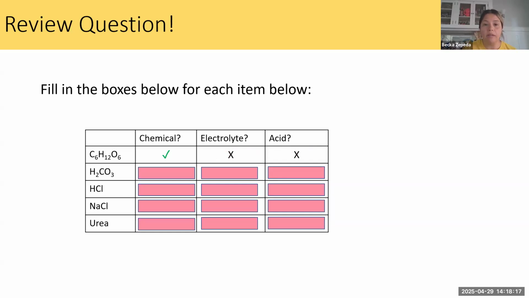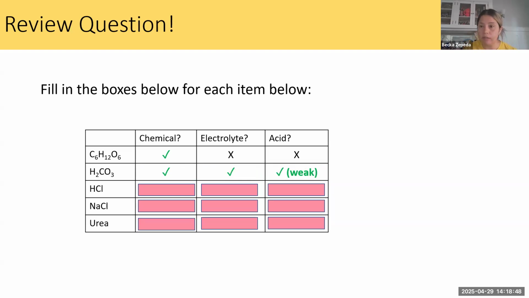Carbonic acid, is it a chemical? Yes, anything made up of elements is a chemical. And so is it an electrolyte? Yes, because it does dissociate in solution. And is it an acid? It says it right there in the name, carbonic acid. It is an acid. However, it is a weak acid. So make sure you know that because it has 2 hydrogen ions to give, but when it dissociates in solution it only gives up one of those single hydrogen ions.